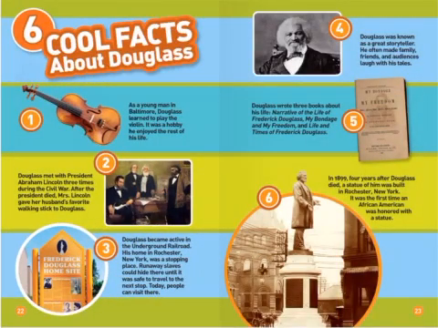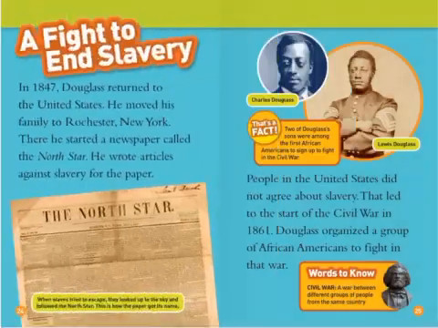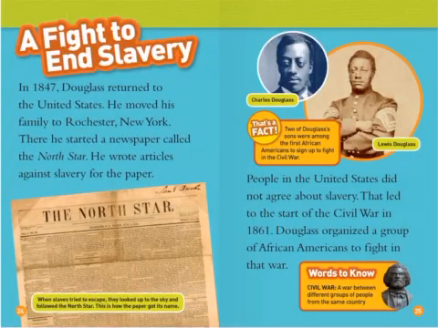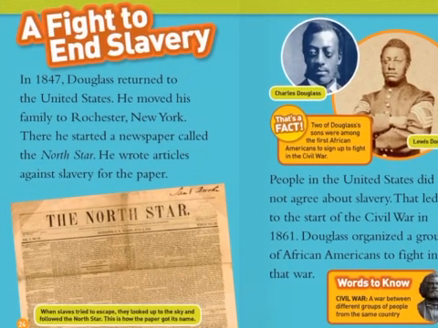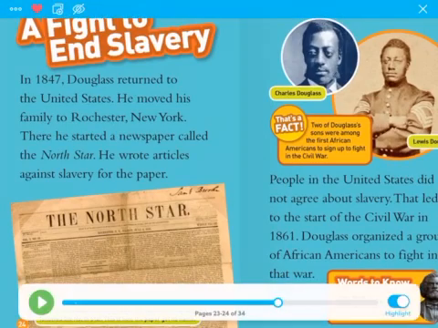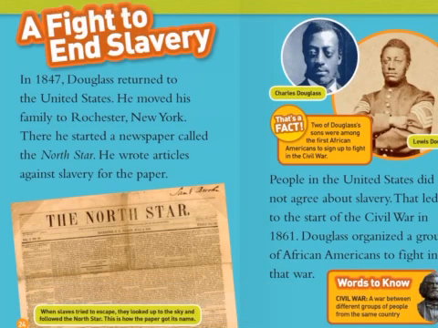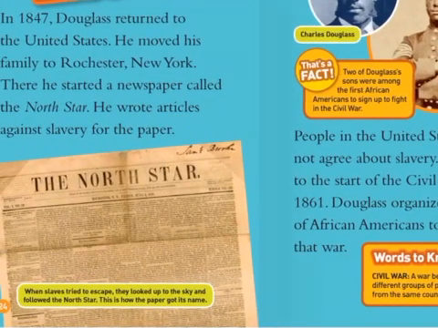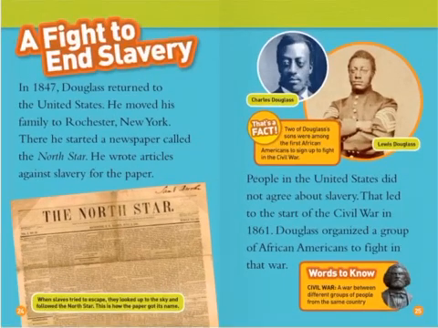These are just some really cool facts, interesting things about Frederick Douglass. Remember, if you ever want to come back and read this book on Epic, please do. A fight to end slavery. In 1847, Douglas returned to the United States. He moved his family to Rochester, New York. There he started a newspaper called the North Star. He wrote articles against slavery for the paper. When slaves tried to escape, they looked up to the sky and followed the North Star. This is how the paper got its name.